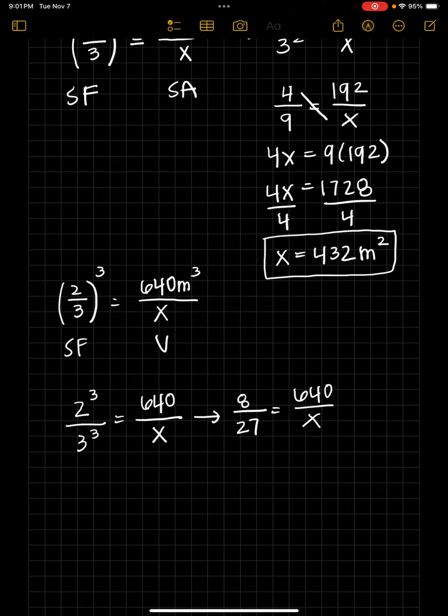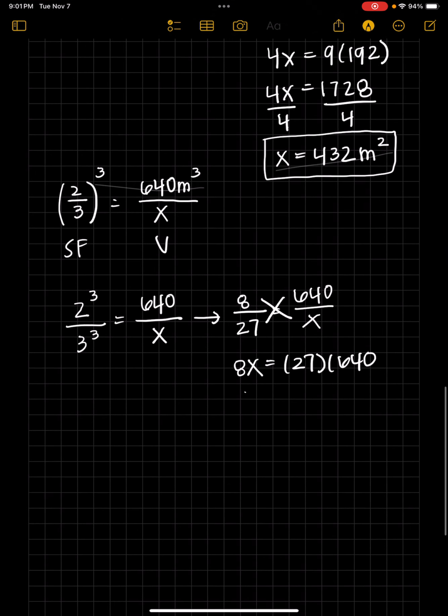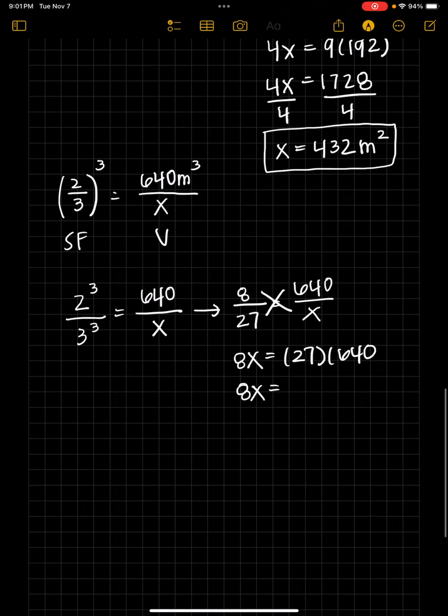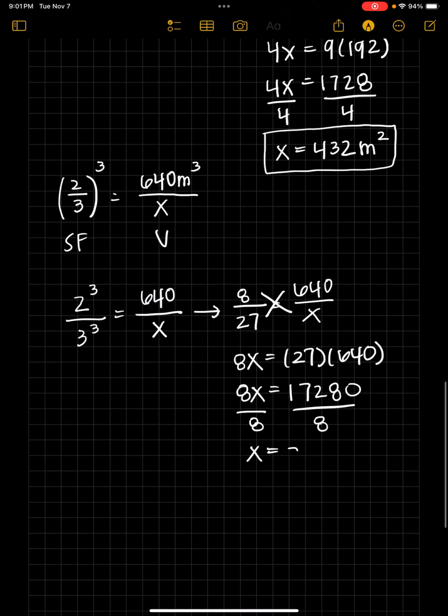Two fractions that are set equal to each other, so we can cross multiply, which would give us 8 times X, which is 8X, and then 27 times 640. So now when we simplify that, we get 8X is equal to 27 times 640, which gives me 17,280. Then we just divide everything by 8 to get X by itself, and we end up with X is equal to 2,160. This is a volume, and we know it's in meters, so my answer has to be meters cubed. And this is the volume of the bigger shape, or the second shape, based on the scale factor we were given.